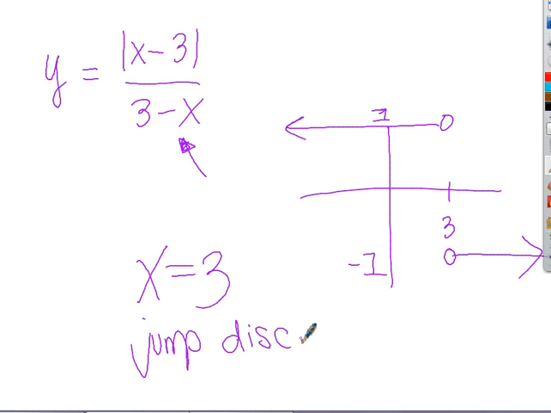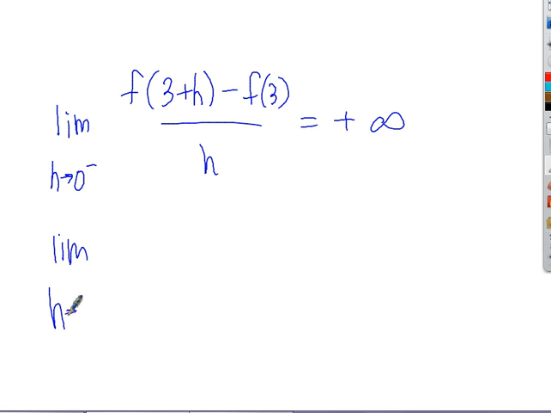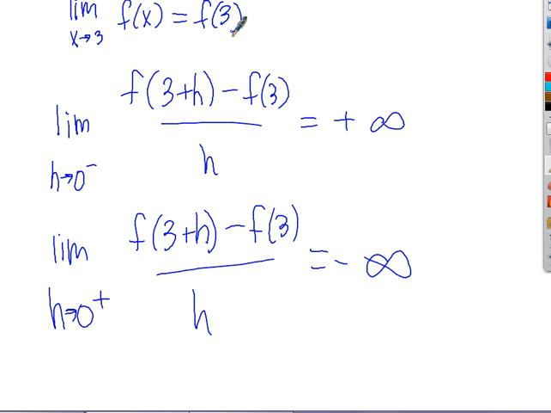The one last thing I want to go through is, let's see if you guys can do this. The limit as h goes to 0 from the left of f of 3 plus h minus f of 3 over h equals positive infinity. The limit as h goes to 0 from the right of f of 3 plus h minus f of 3 over h equals negative infinity. What's happening? And I should add in one more statement: the limit as x goes to 3 of f of x equals f of 3. So there's 3 things I just wrote. All right. Top one, what's it say in words?